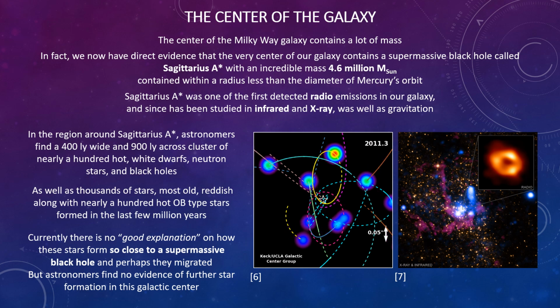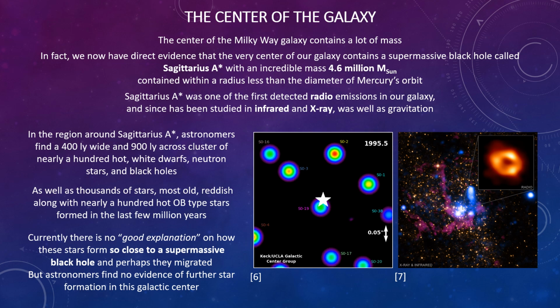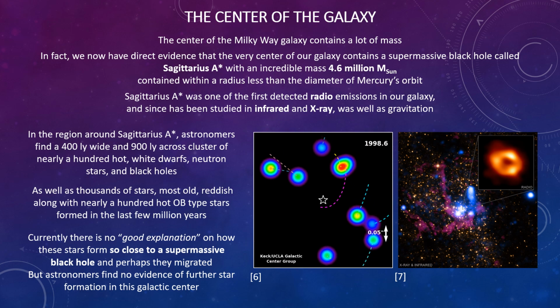There's currently no good explanation for how these stars would form so close to a supermassive black hole, and perhaps they may have migrated inwards from outer parts of the galaxy.